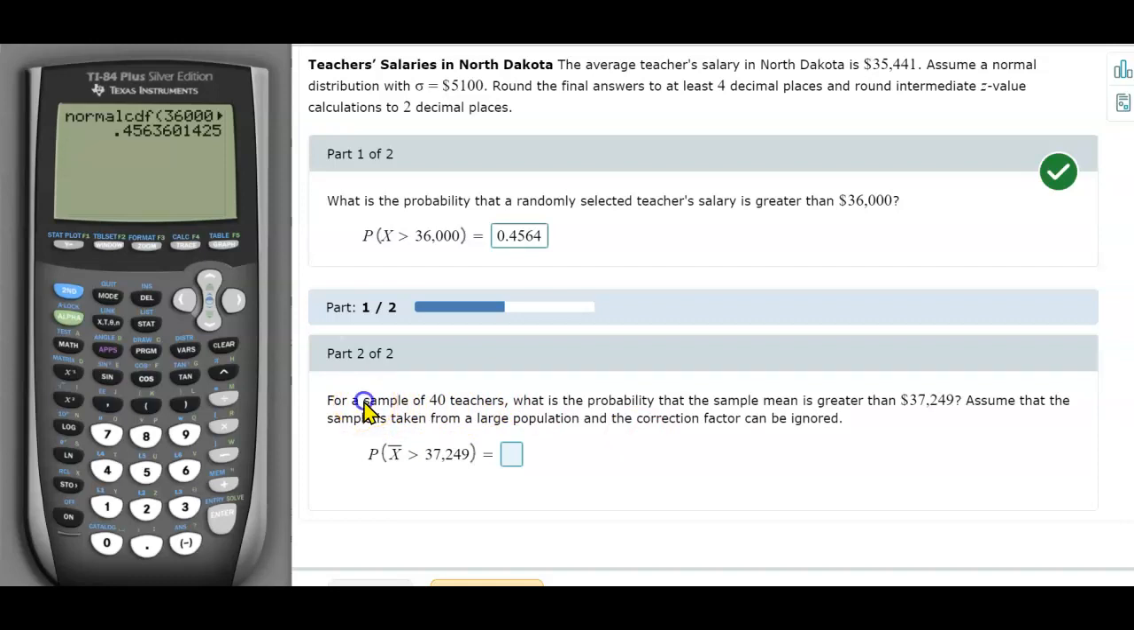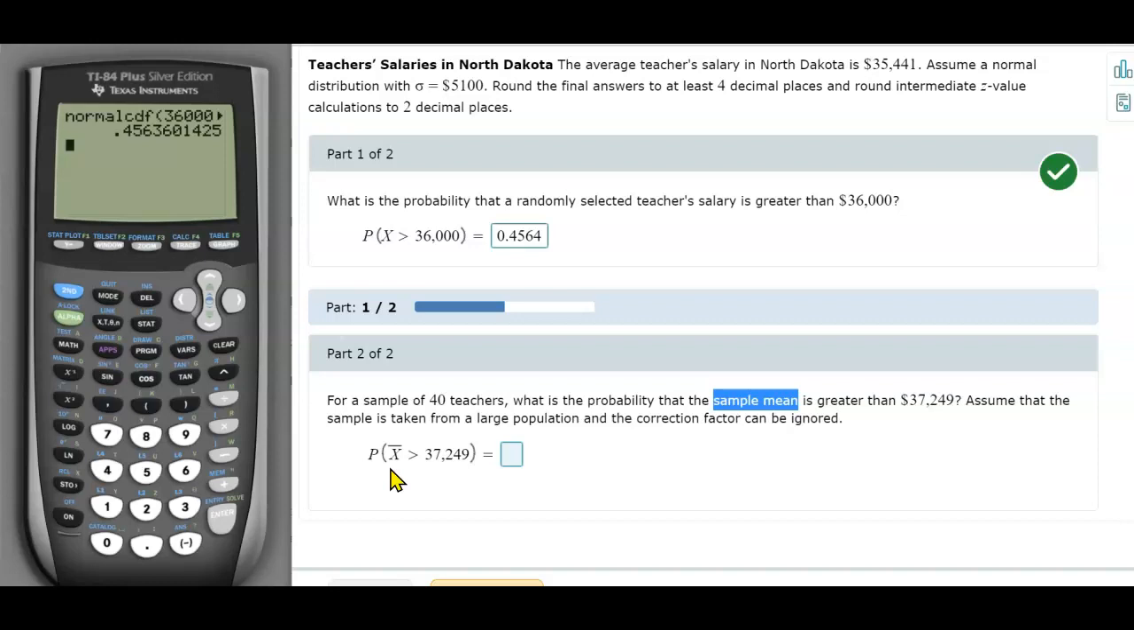There is a sample, and this is another keyword, sample of 40 teachers, right? So sample of 40 teachers, and they change the sample mean. So the sample mean is not the average, right? The sample mean is the x1 bar again, so it can be 37,249. And they are looking for x bar greater than 37,249. So we have the sample size is 40, we have the x1 bar is 37,249, and we are looking for x bar greater than 37,249.